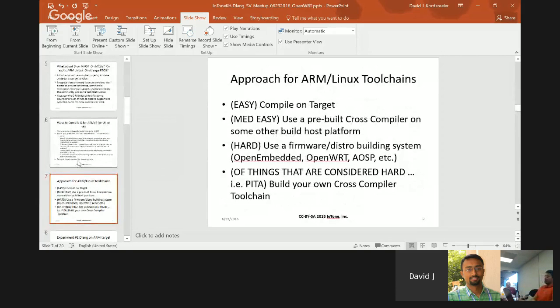Okay, so the other approach is of course you can build your own cross compiler, and that can turn out to be harder than imagined or really easy, but generally speaking always a pain. It's hard to get it right the first time.